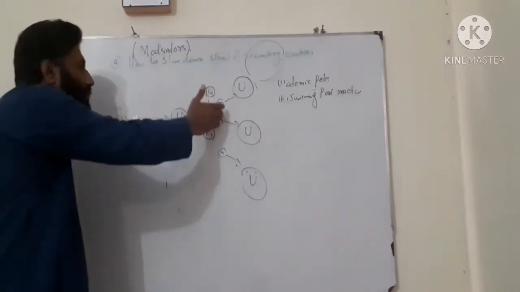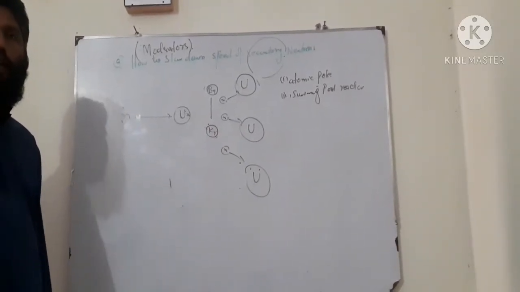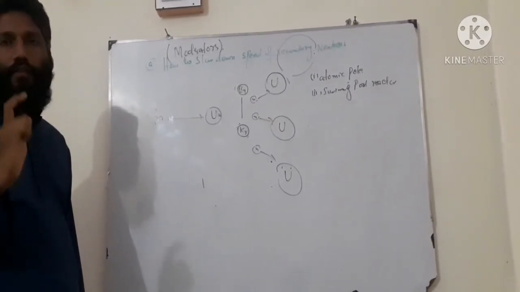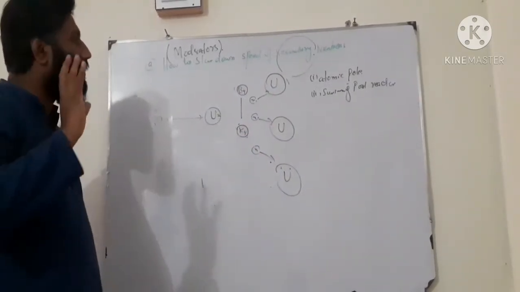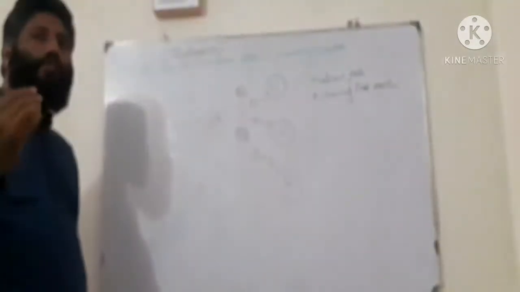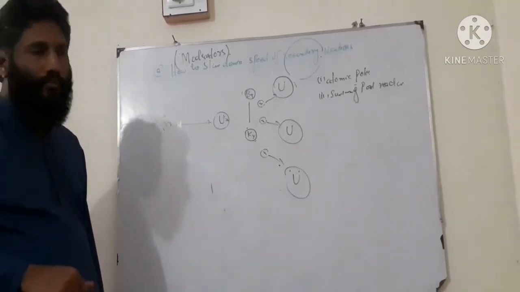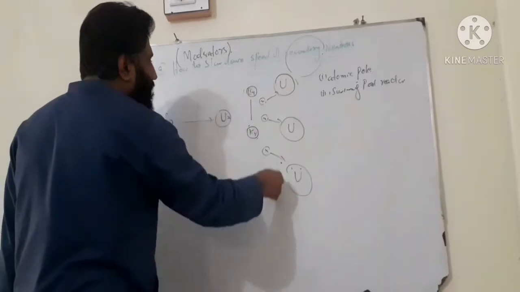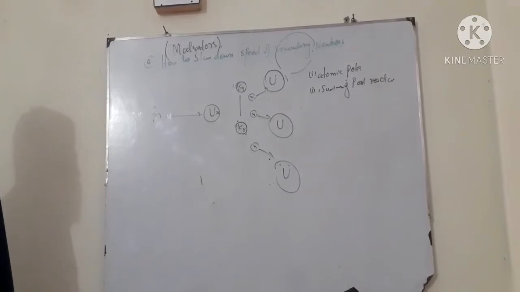But these neutrons are not slow neutrons. They are very fast neutrons with very high kinetic energy, and these cannot cause the fission of uranium-235. If there is uranium-238, then fission may occur, but for the fission of uranium-235 we always require thermal neutrons, slow neutrons, neutrons with less energy. The problem here is that these neutrons must be slowed down to cause further fission.